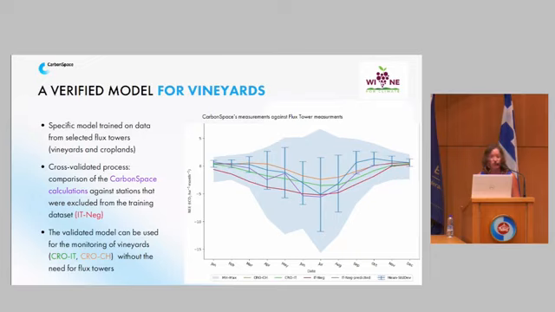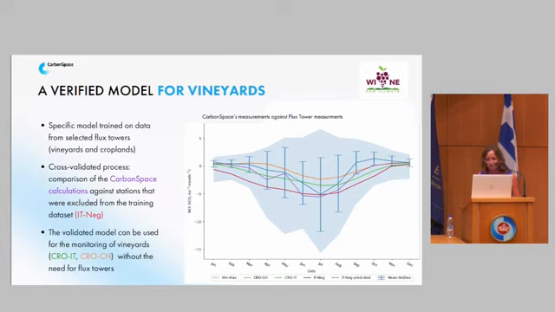What you see on my screen is an example of a validation that we made in Italy. We first analyzed a vineyard on which there is a tower, but we are not using this tower in our algorithms at all. We voluntarily excluded a number of towers in order to be able to use them at a later stage for validation, for checking our data.